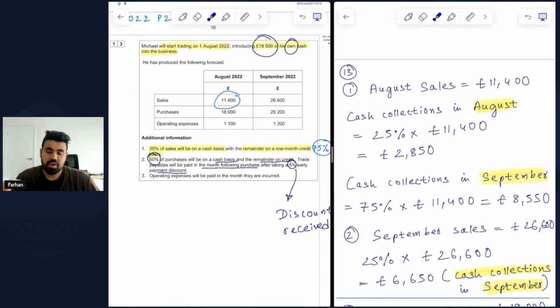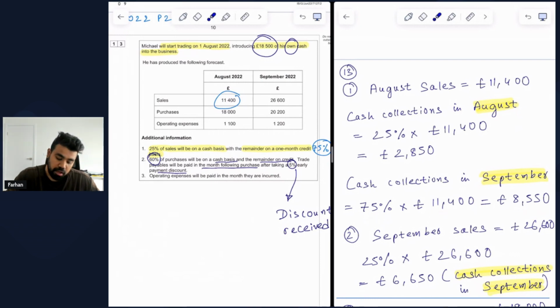So which means if 25% of the sales are collected in August, 75%, which is the remainder, will be collected in the next month, which in this case is September. So cash collections in September is therefore calculated as 75% multiplied on the August sales of £11,400, which gives us £8,550. So let me summarize everything for you.